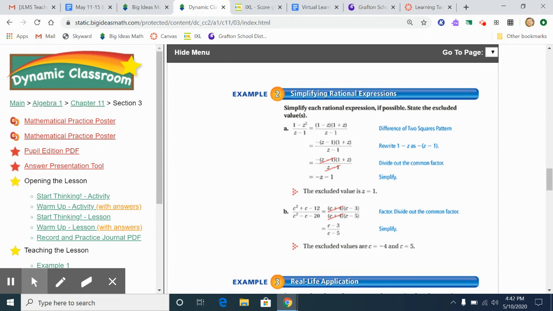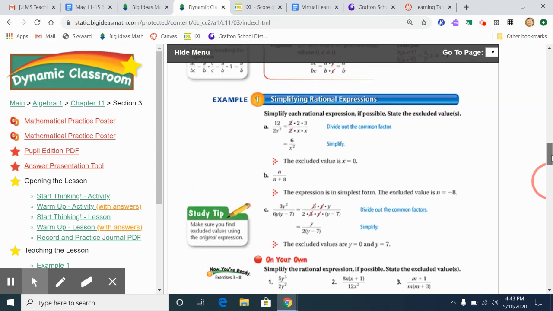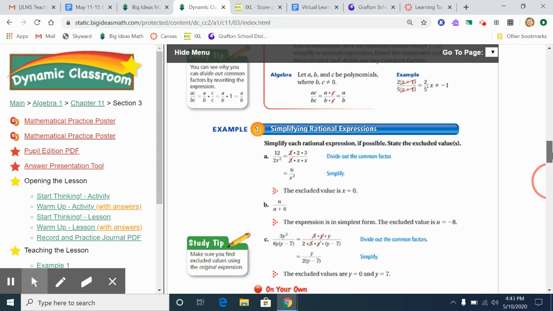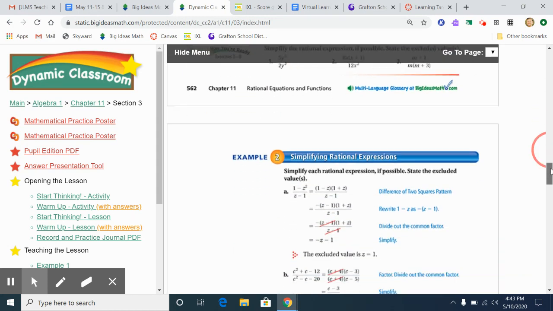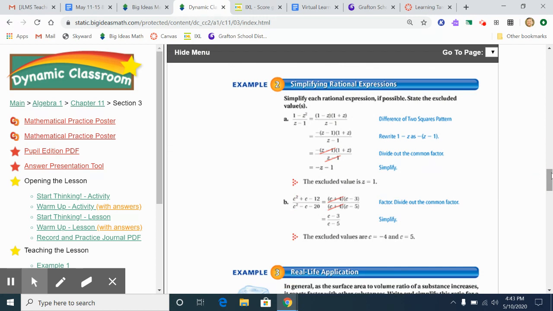Like I kind of mentioned before, 11.3 and this entire chapter in general is pretty difficult. But we are going to be simplifying rational expressions still. What you guys did last week was simplify rational expressions that were already factored for you. Now today we have to factor these expressions before we can simplify them. So again, it's pretty difficult.